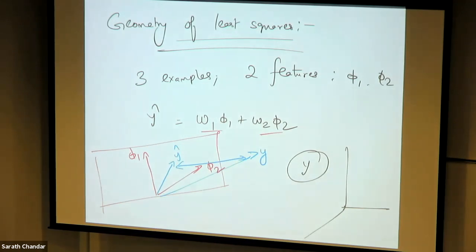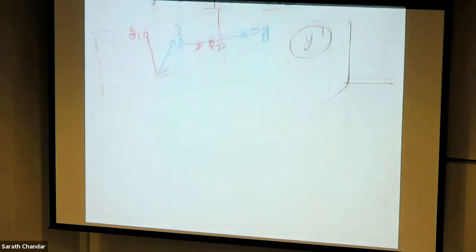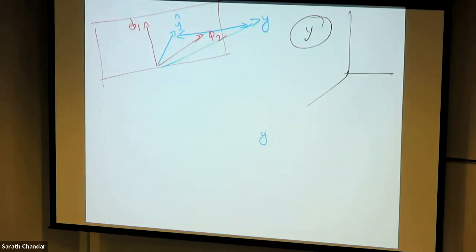Now, for people who have not seen geometry on vector spaces for a long time, this might be a little bit difficult. So I'm going to repeat this. We are considering 3 examples, which means I have y for the first example, y for the second example, and y for the third example. So it's a 3D vector. Now this vector is lying in a 3D space. It could be anywhere. For example, this could be my y vector.